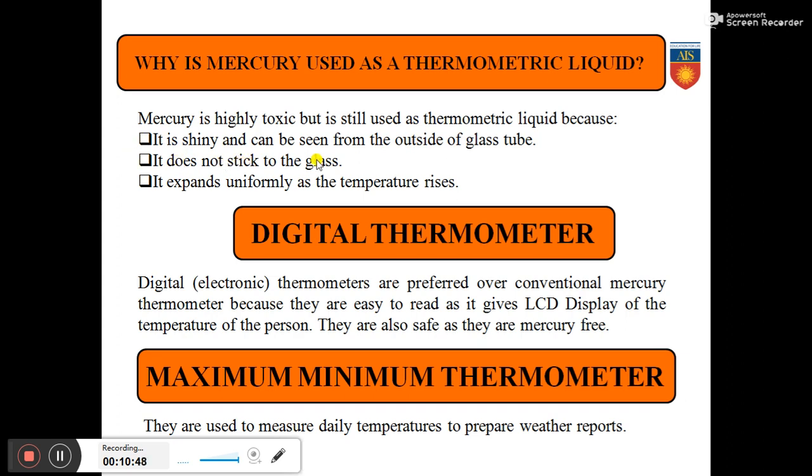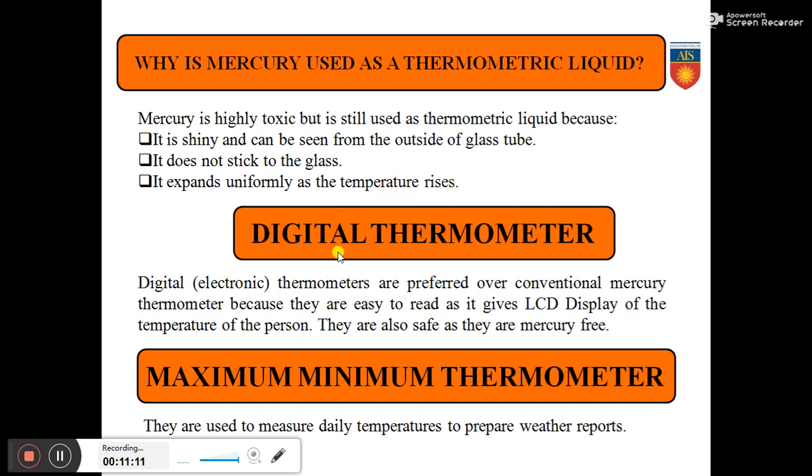It does not stick to the glass. As it does not stick to the glass, the temperature reading and jerking in order to lower the temperature is also done without any hassle. And it expands uniformly as the temperature rises. So as it does not stick to the glass, it rises uniformly as the temperature rises.